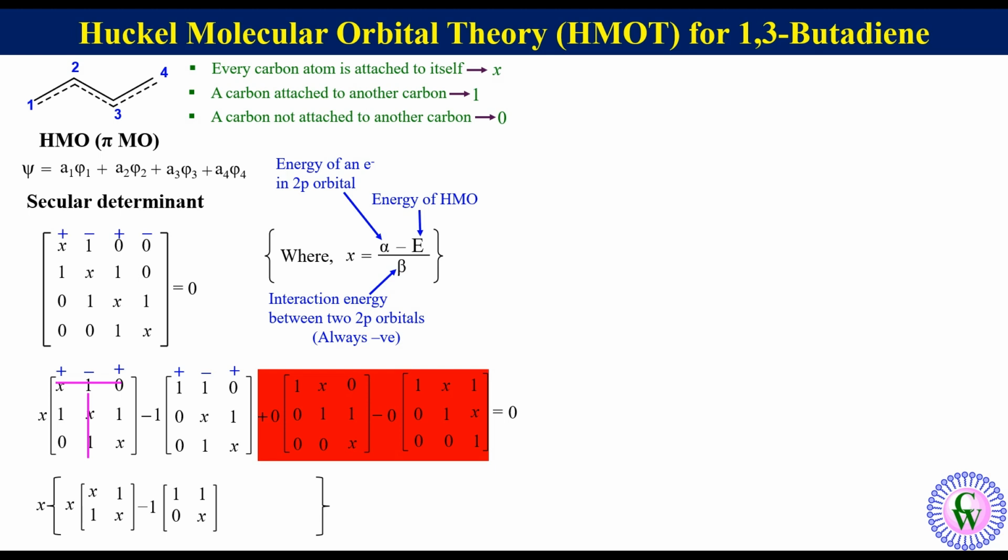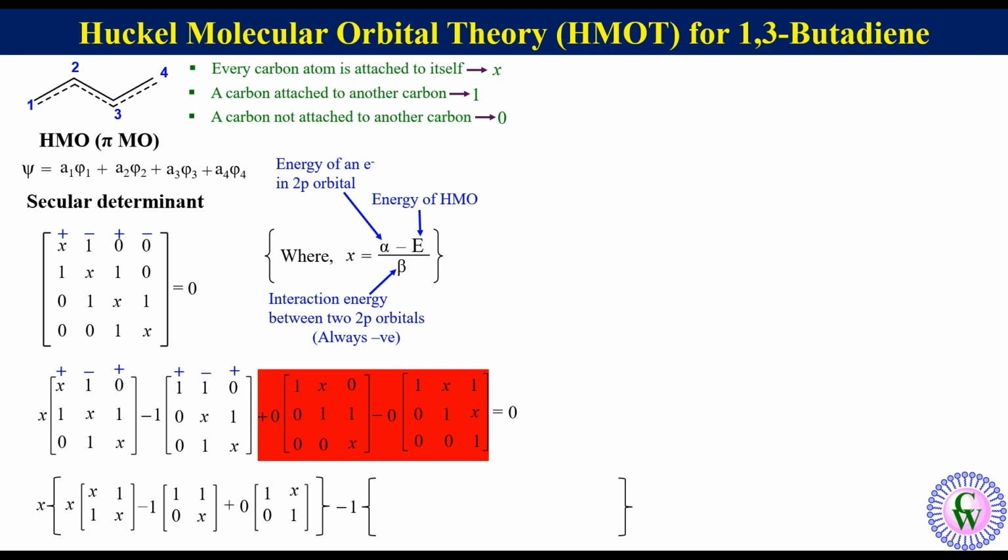Third position is positive and there is 0. So write plus 0 and multiply it with 2 into 2 matrix formed by ignoring figures in front of 0, which will be 1x, 0, 1. Now write minus 1 and break the second matrix.